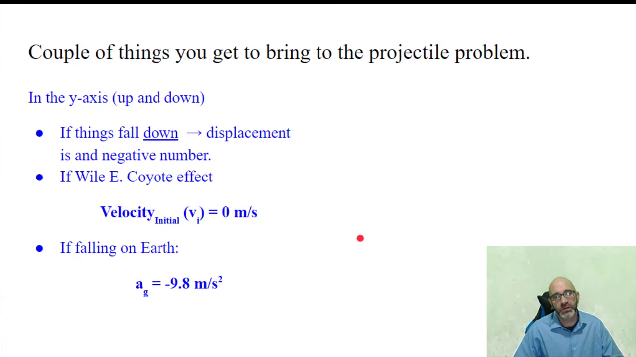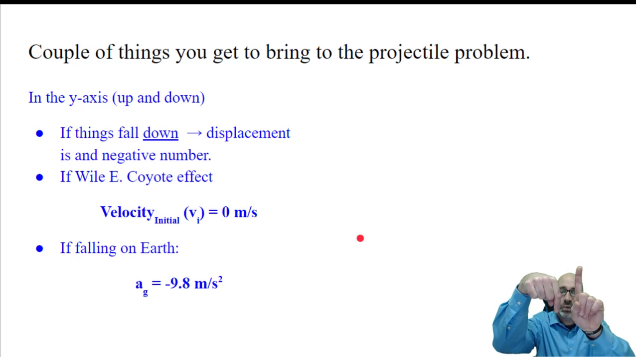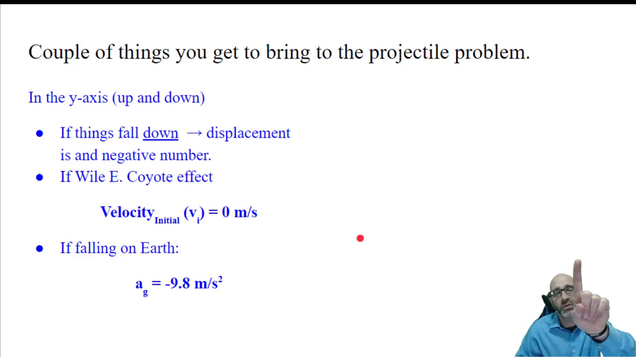Okay, a couple of things you get to bring to the party when you're solving a projectile problem. In the blue corner on the left side, if we just focus on the y-axis, the up and down axis alone, we've been studying, and there's a couple characteristics that we get to bring to the table. Number one, if things fall down, we say that the displacement is a negative number. And we do that because when people are asked which way is positive, almost everybody's going to point up. If that way is positive, that way needs to be negative. So as things fall down, they have a negative displacement.